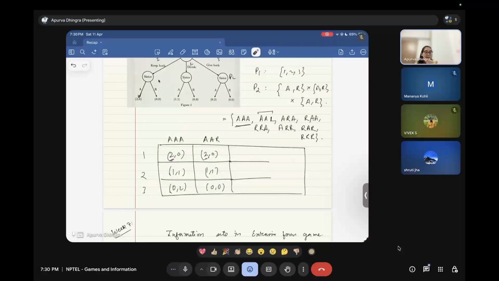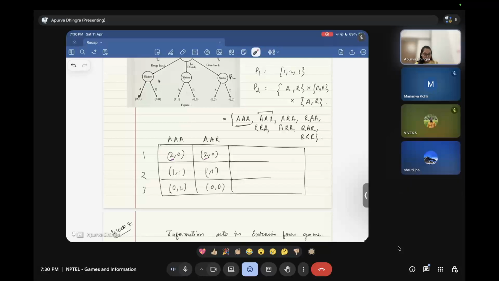When the payoffs are equal, do you consider both? Yes, because they're equal. The Nash equilibrium never has just a strict inequality. It's always less than or equal to. So equal is to be considered.